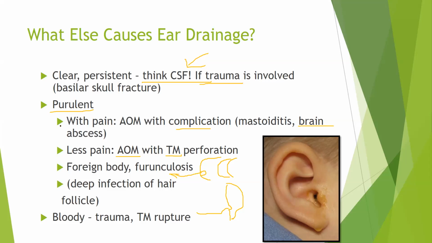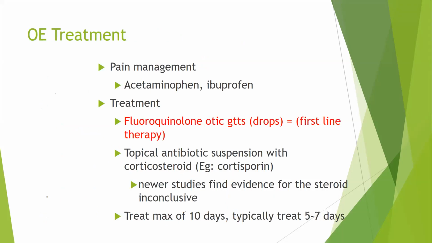You can have a foreign body. You can have furunculosis, which is an infection deep within a hair follicle. You can have a traumatic tympanic membrane rupture if there's trauma. You could have blood coming out of that tympanic membrane or canal.